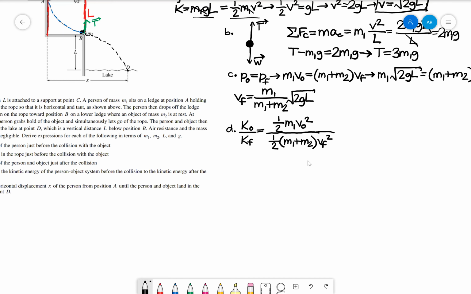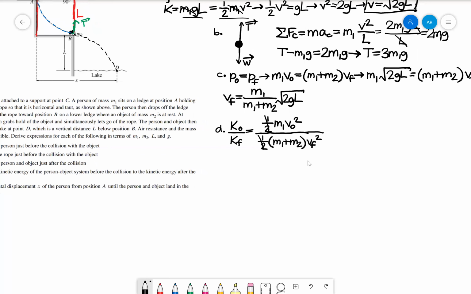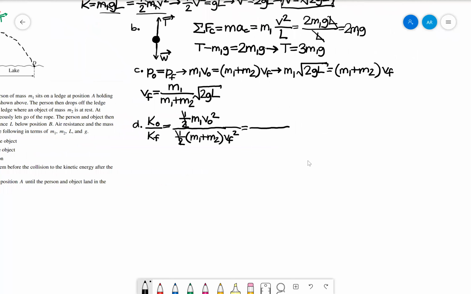Now, we're going to cancel out the 1/2, and essentially we are turning this into an algebra problem. This is more of a math problem, with all of the simplification. So we have m1 v naught squared over m1 plus m2 times vf squared. Now, v naught squared is 2gL. So, doing the top first, we have m1 times 2gL.